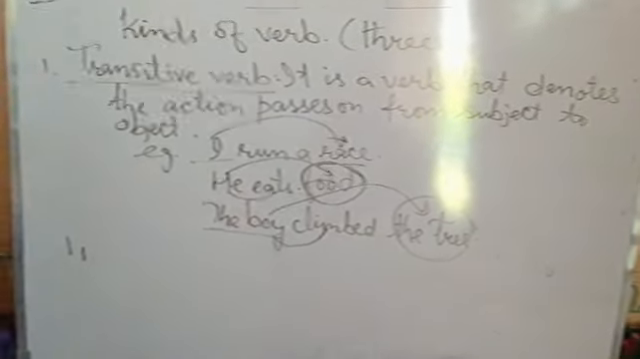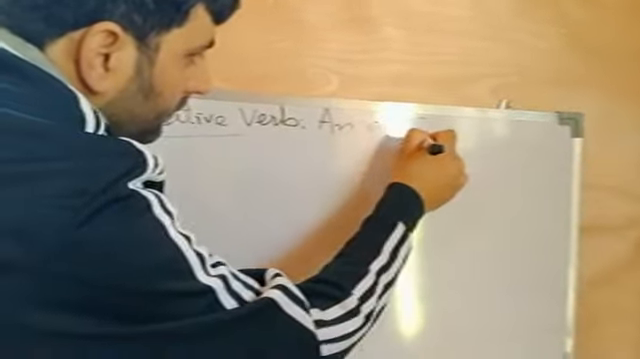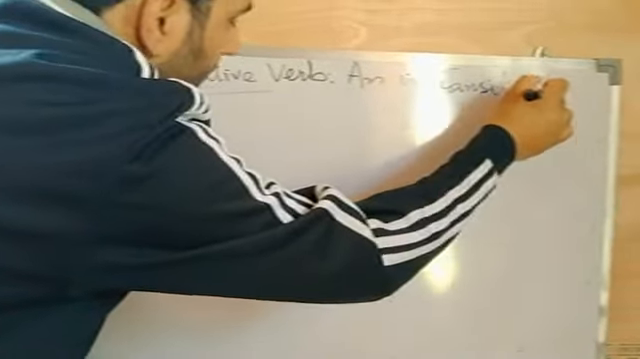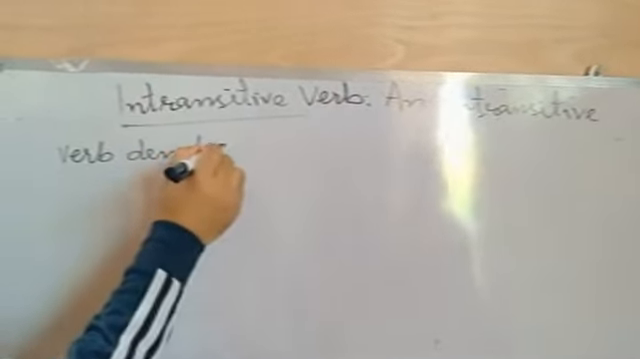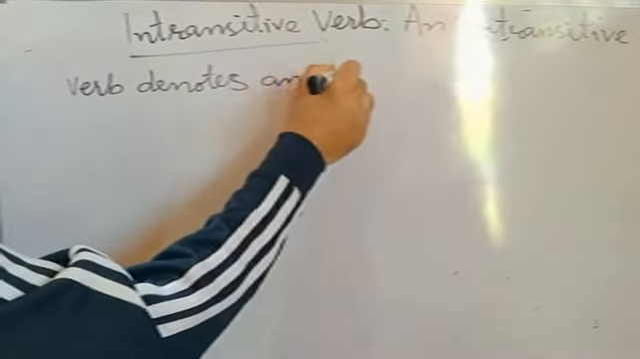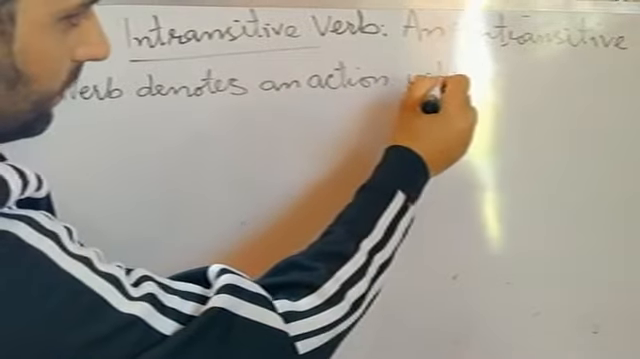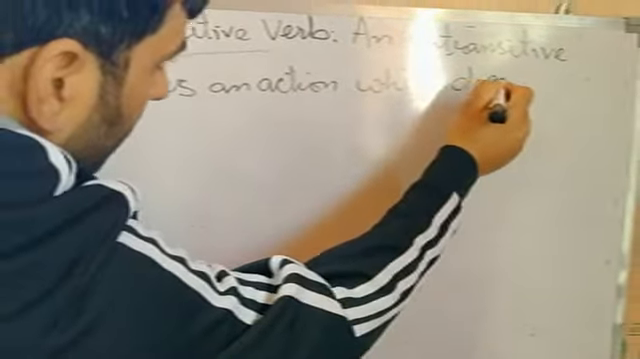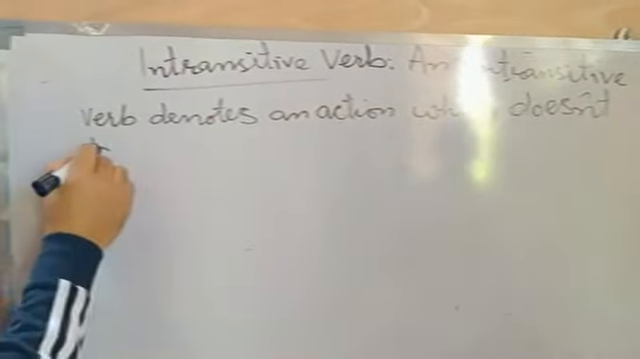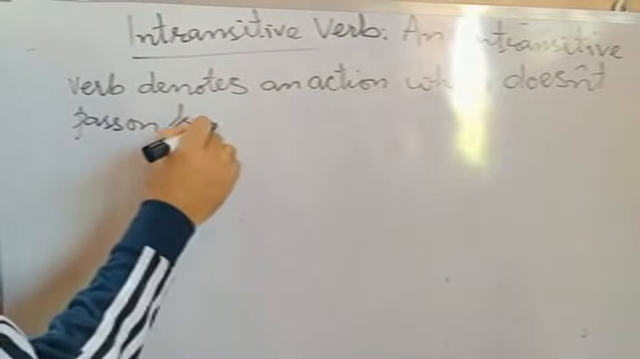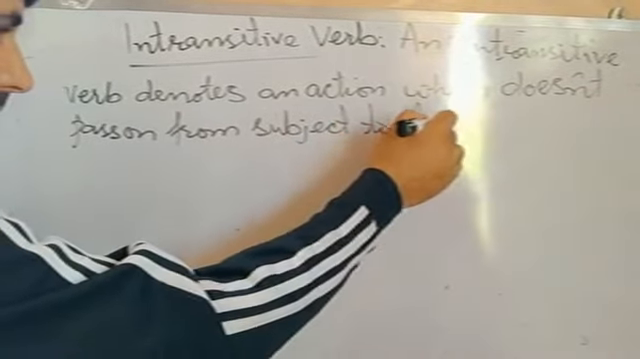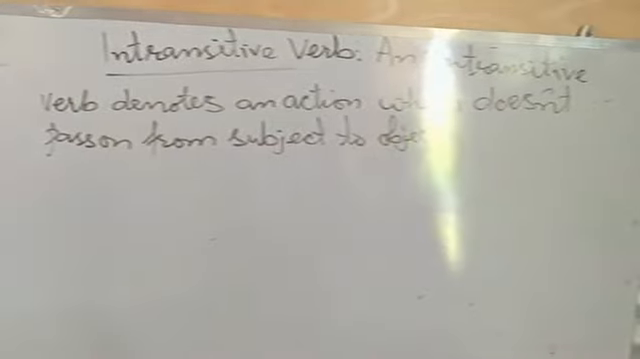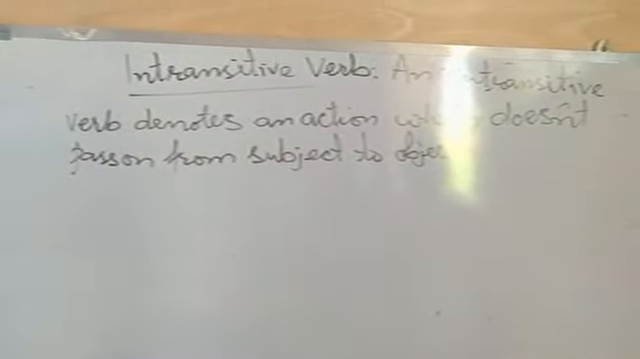Now second one is intransitive verb. An intransitive verb denotes an action which does not pass on from subject to object. In this sentence object is not required.